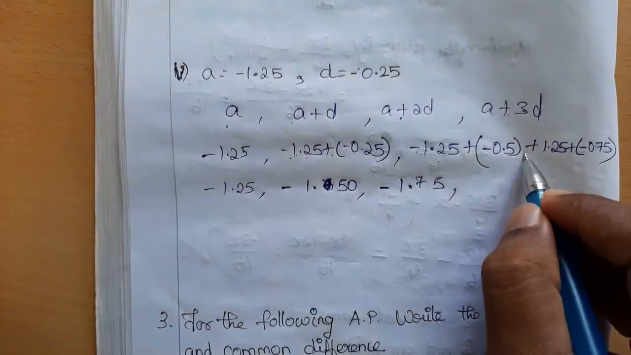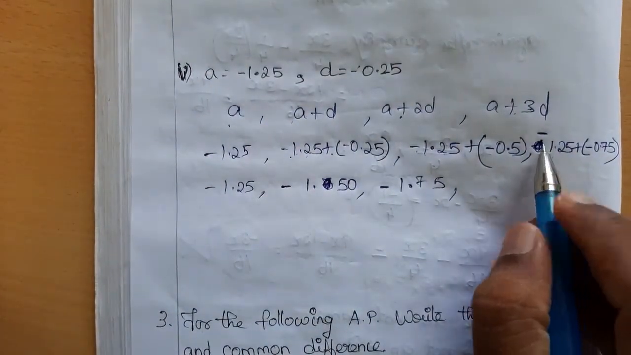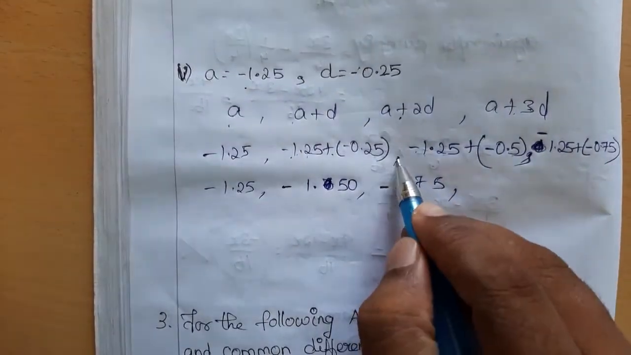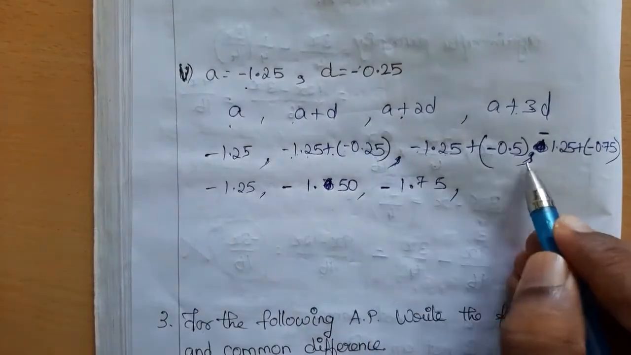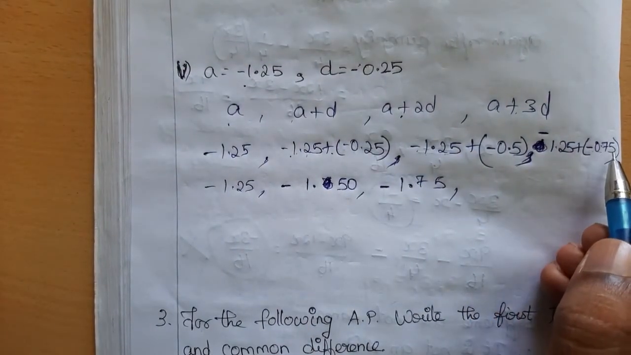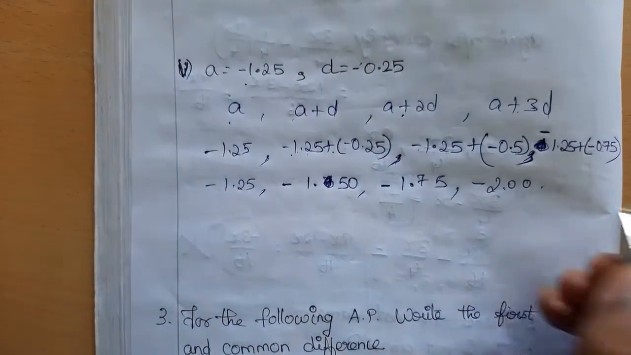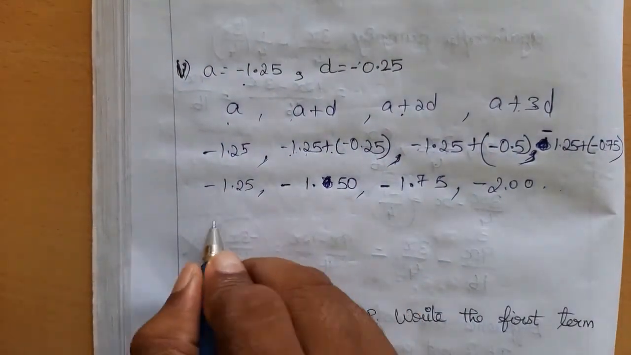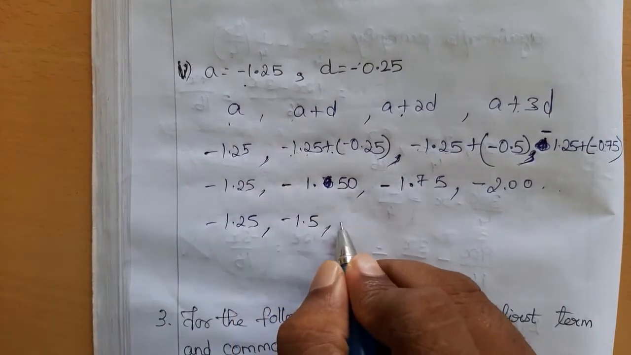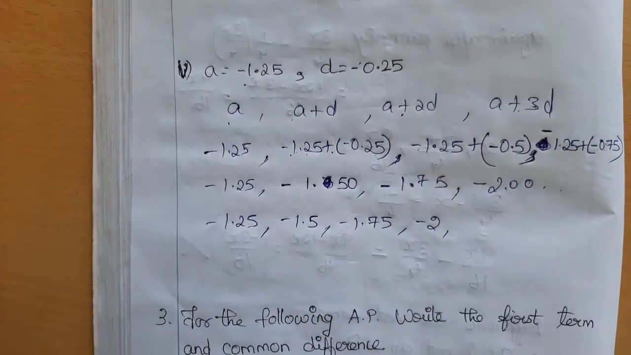Something is wrong here, so it's a subtraction, right? Minus 1.5, it's not addition, it's a comma, right? Each term is separated by the comma, not addition. So minus 1.25 and minus 0.75 will become minus 2.00. So this is the sequence, right? Minus 1.25, minus 1.5, minus 1.75, minus 2. This is the first four terms.